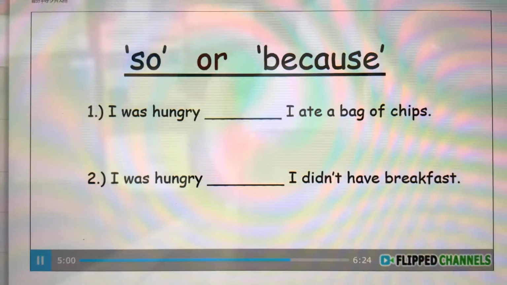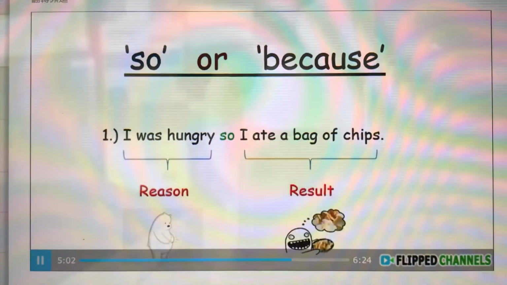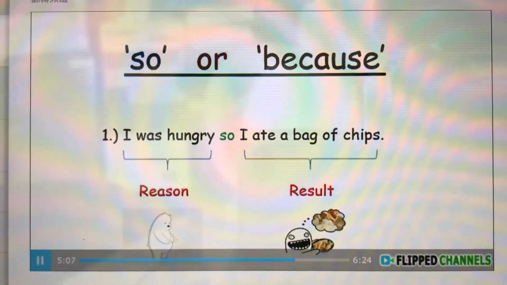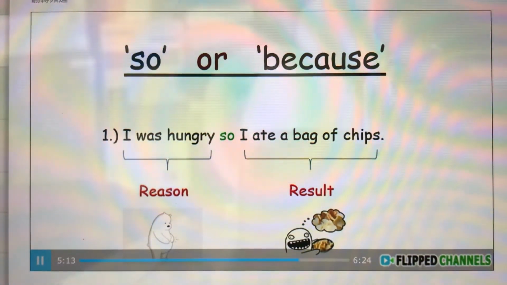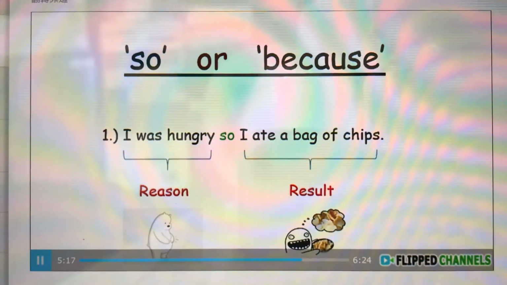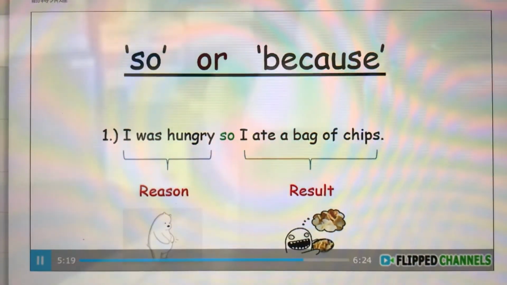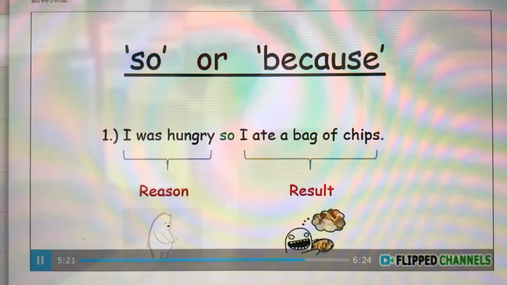If you choose the conjunction so for the first question, then you're correct. The part I was hungry is the reason, whereas the part I ate a bag of chips is the result. Since the reason comes before the result, we have to use the conjunction so to link the two parts here.